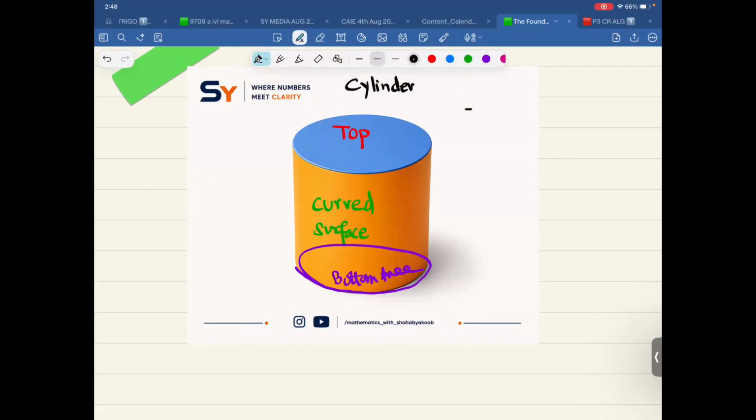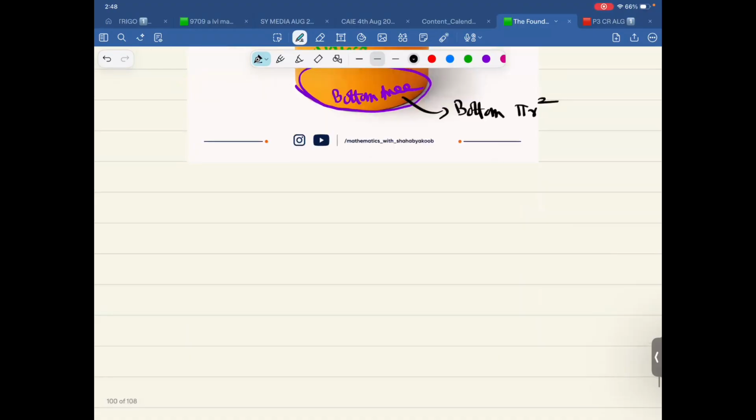We know that the top has an area of pi r square. The bottom has an area of pi r square. The curved surface area is 2 pi r h. Whether it's a closed cylinder or an open cylinder, there are a few differences. The first thing is the volume is the same. That is pi r square h. This is the same in both.